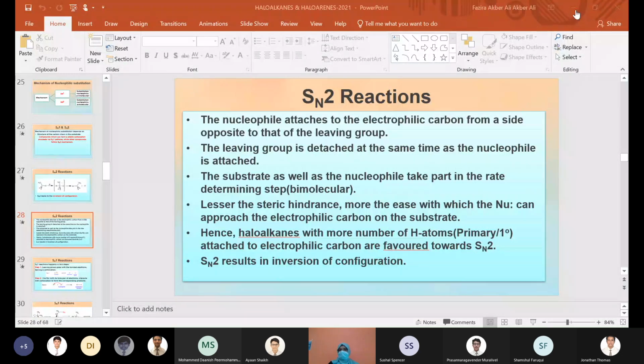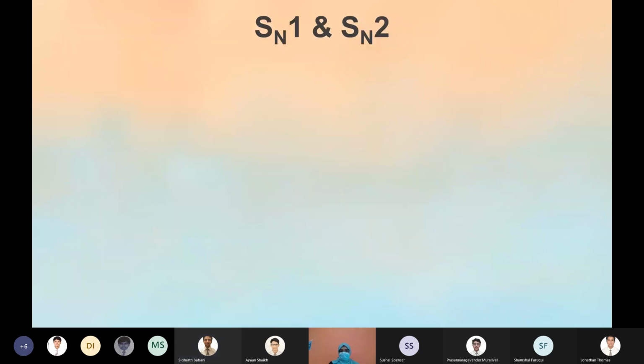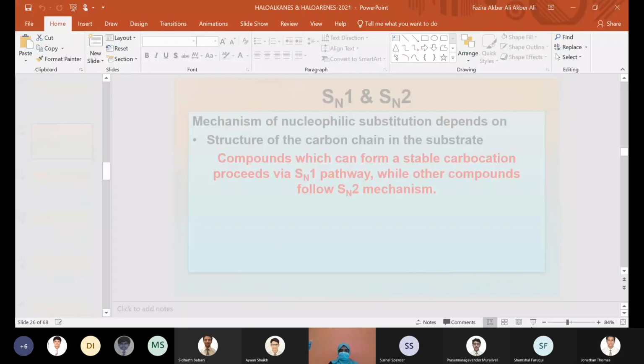Yes, Siddharth. What were the points we discussed in SN2 reaction? Ma'am, the inversion of configuration, first of all. Yeah. So after that is the first thing in SN2. That is the last thing in SN2. What is SN2?